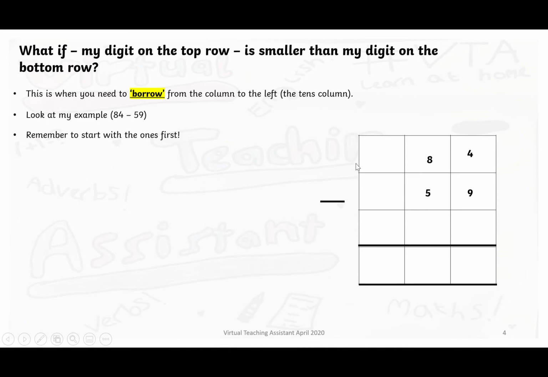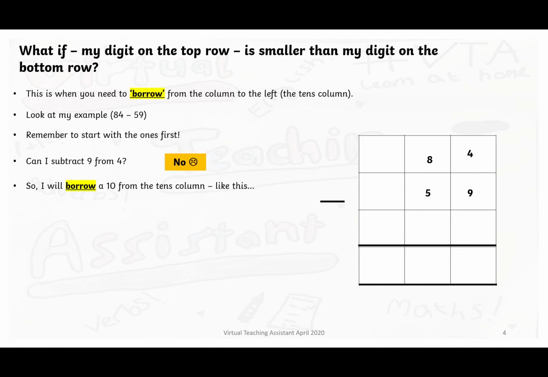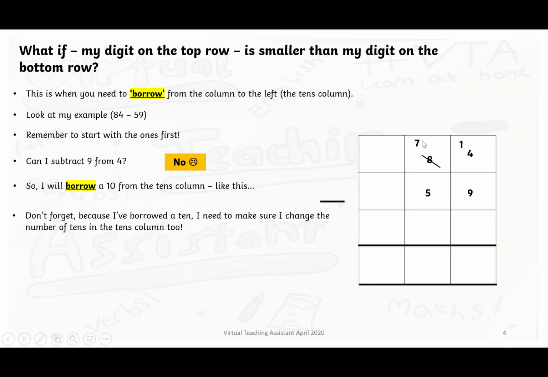As you can see, I've got 84 subtract 59. We always start with the ones. Can I take 9 away from 4? Well, I can't, can I? Because my 9 is bigger than 4. So what I'm going to have to do here is borrow. I'm going to take a 10 from here, so I'm going to cross out my 8, and pop a 10 over here that I've just taken. Now this becomes a 7 because I've just taken 10 away.